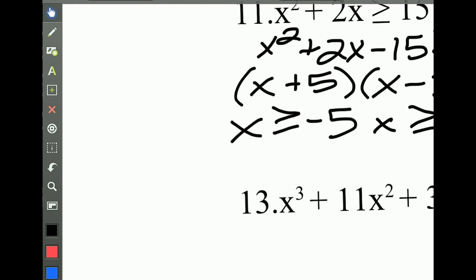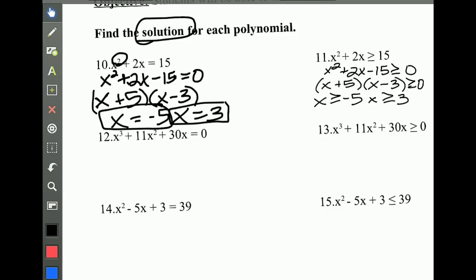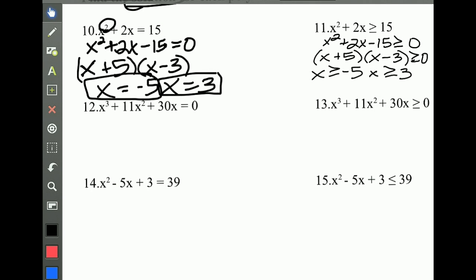Okay. You should easily be able to factor all of these now, so go ahead and do 12 through 15, and then come back and check your work.